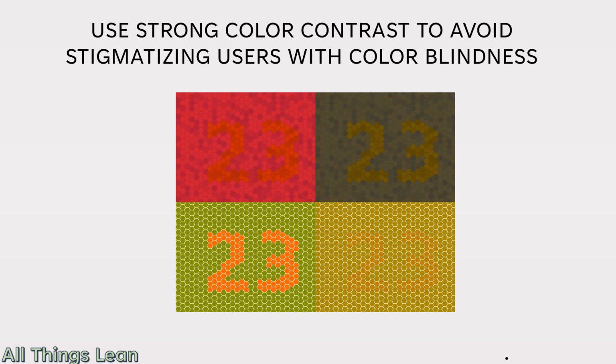Deuteranomaly, or red-green distinction, is one kind of color blindness. On the left are 2 pictures as seen by a person with normal vision. On the right, the same pictures are simulated as seen by a person with deuteranomaly. When you choose colors for your design, make sure to avoid red-green combinations.